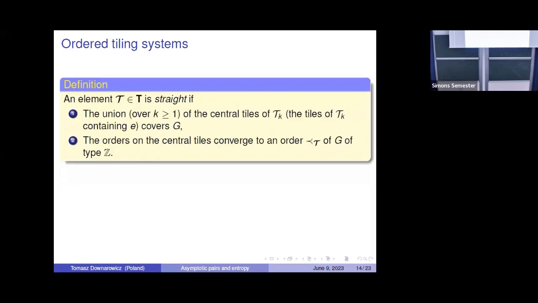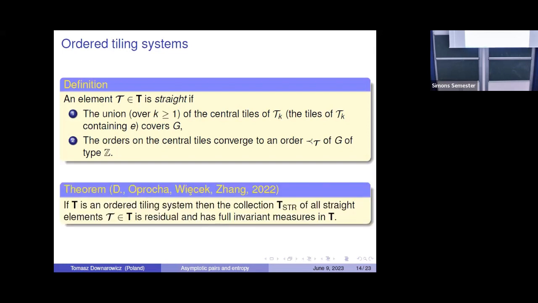So here is the definition. An element of the tiling system is straight if the union of the central tiles, the tiles containing the unit, covers G. So we want the tiles to grow in all the directions, I can say it like this. And then the orders on the central tiles converge to a total order of G, of type Z. And we denote this order by Pretz sub tau.